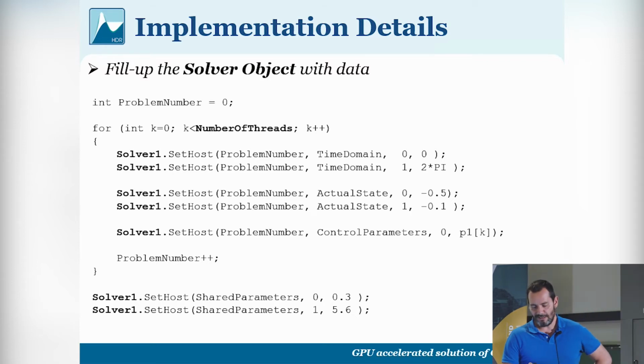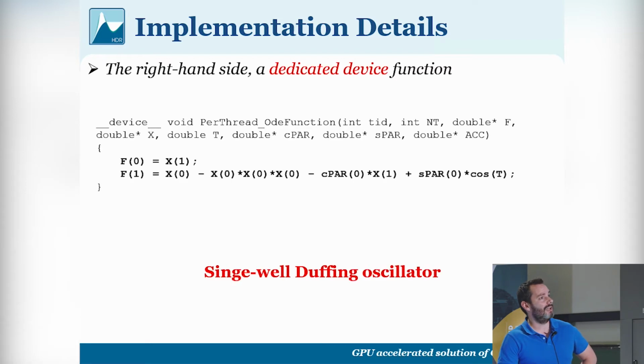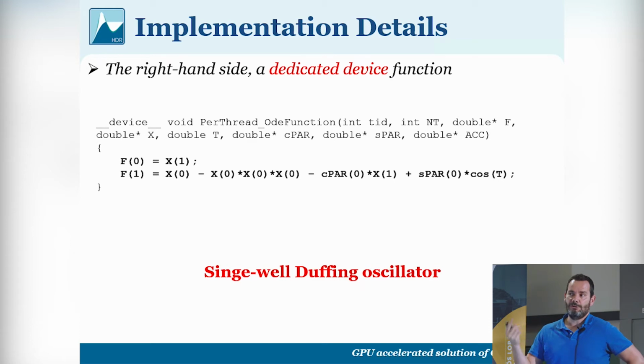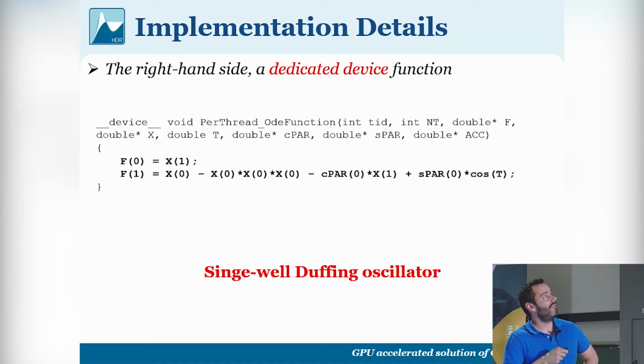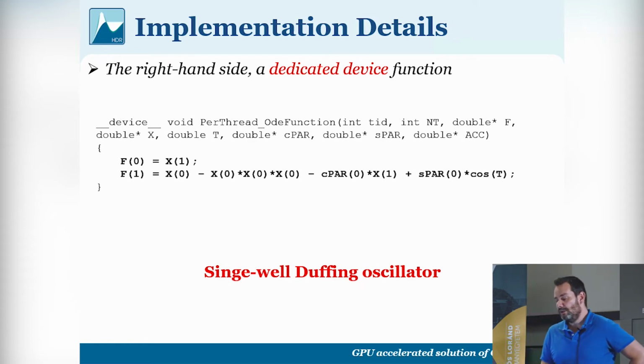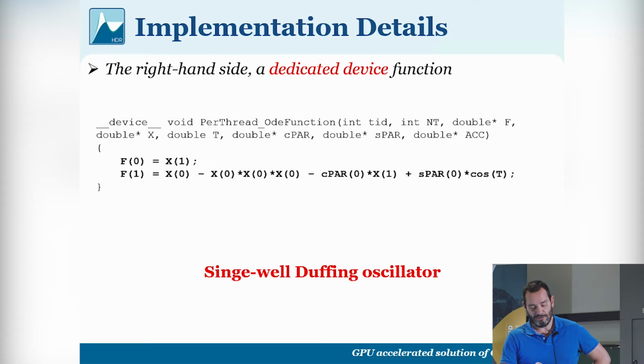The next task is to set up the right-hand side of the system, the ODE function. Now it's a little bit tricky because to a kernel function we cannot pass a function pointer. So right now the program package works as follows. We have to specify the right-hand side in a dedicated device function placed in a specific header file. I know that it's a little bit inconvenient, but right now it's working like this.